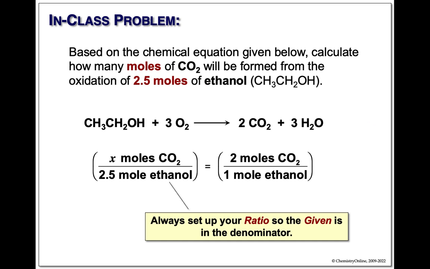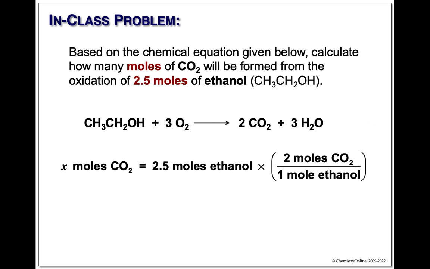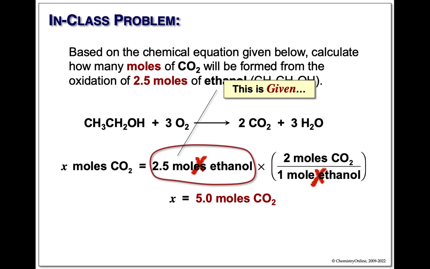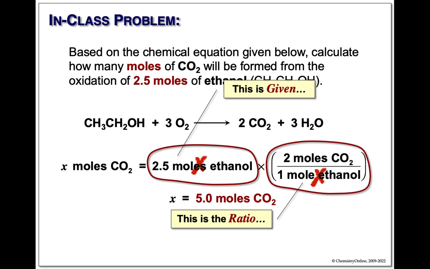We can also expand this, if you like. Multiply both sides by 2.5 moles of ethanol, and we get this equation. Now, the moles of ethanol cancel, but this is our given here, isn't it? And this is our ratio. So this is exactly the same as doing the given ratio find method, except it's a little faster. Any questions?